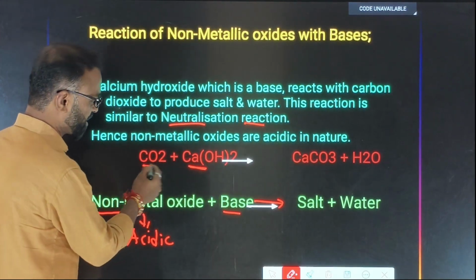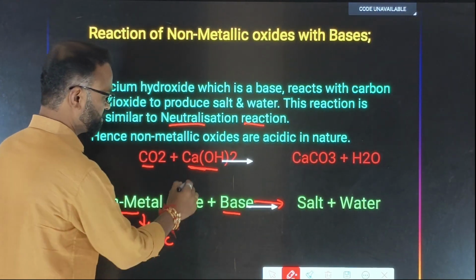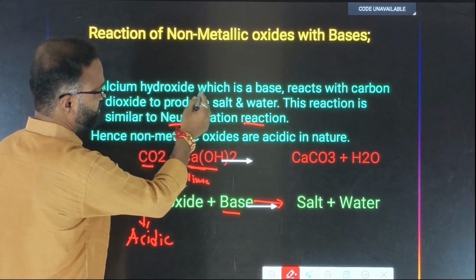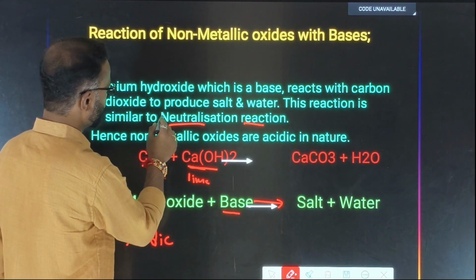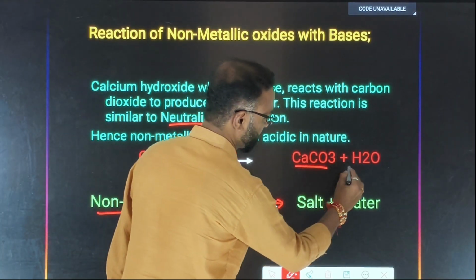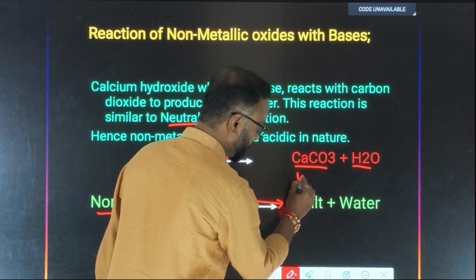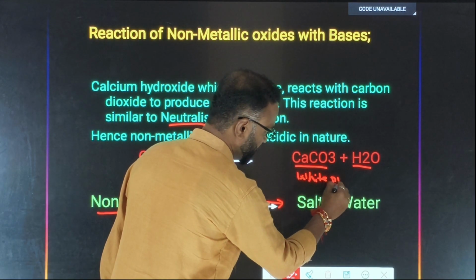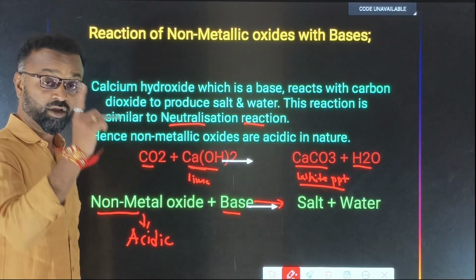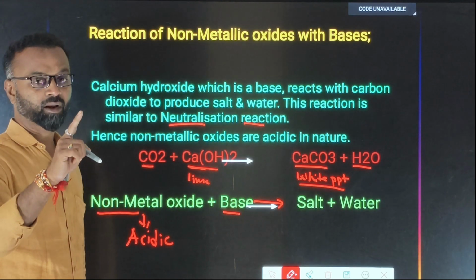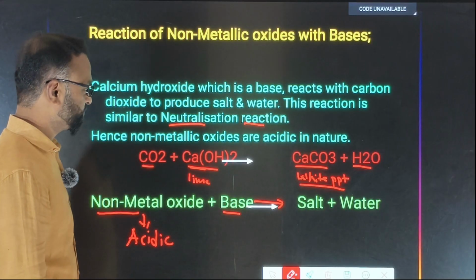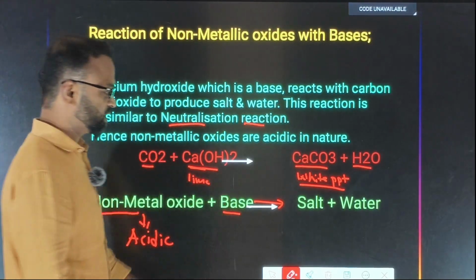Here they have taken the example of carbon dioxide and calcium hydroxide, that is lime. Calcium hydroxide, which is a base, reacts with carbon dioxide and produces salt and water. The salt is calcium carbonate. Remember, this will form a white precipitate, or there is an appearance of milkiness. The same thing we also discussed during the reaction of metal carbonates and metal bicarbonates with acids. So this is all about non-metallic oxides with the bases.